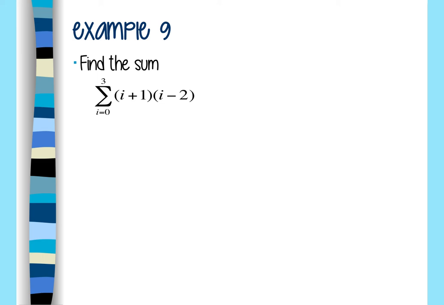So example 9 says find the sum, and it says the sigma, right? So at the top it is 3, at the bottom it is 0. So this time I'm going to find A0, A1, A2, and A3, always stopping at the top number. And then I'm going to add them all together at the end. So 0 plus 1 times 0 minus 2, which is 1 times negative 2, negative 2. Then 1 plus 1 and 1 minus 2, 2 times negative 1, negative 2 again.